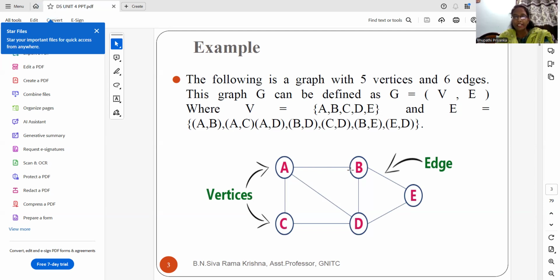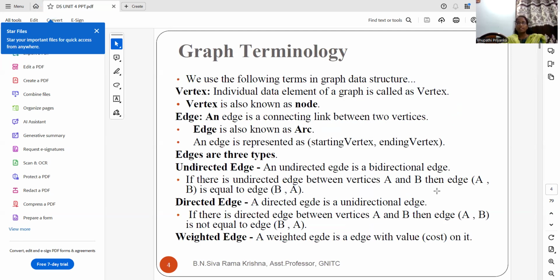So here the edges are A to B, that is (A, B), and here we have an edge from A to C. That is called an edge. Next C to D, A to D, B to D, C D, D E. All these are called edges. Next, we'll see the graph terminology.